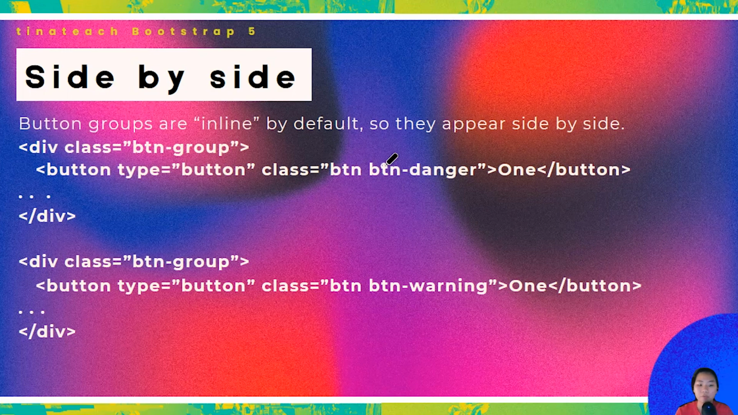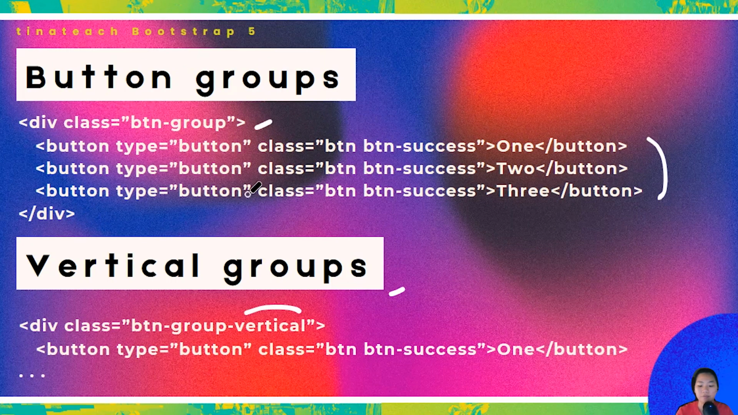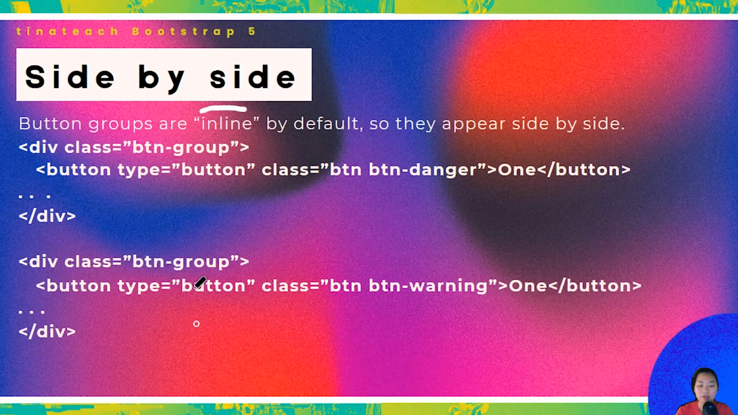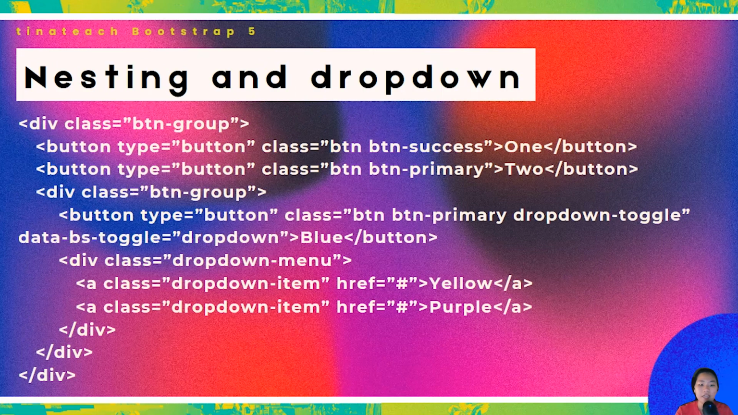As I've mentioned before, button groups are inline by default, so they appear side by side. Here I have a group, like we've seen over here, and down here I have another group. So these will appear side by side, with a little bit of gap in between them. This will become clear to you when I show you later on.